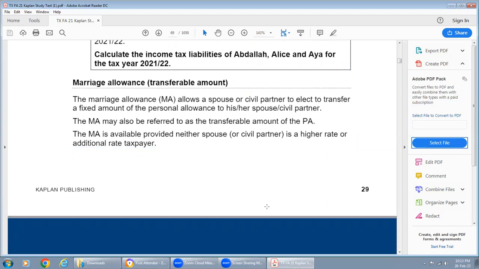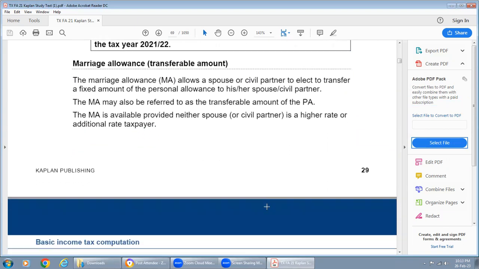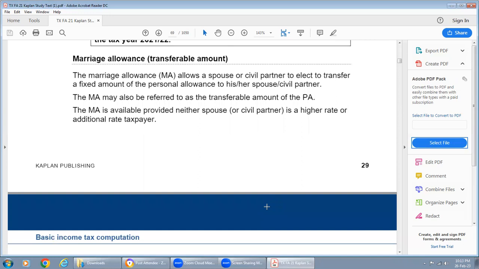Now we have the marriage allowance. The marriage allowance allows a spouse or civil partner to elect to transfer a fixed amount of personal allowance to his or her spouse or civil partner. The marriage allowance may also be referred to as the transferable amount of the PA.